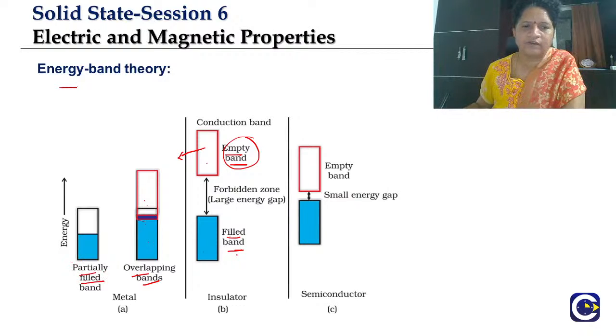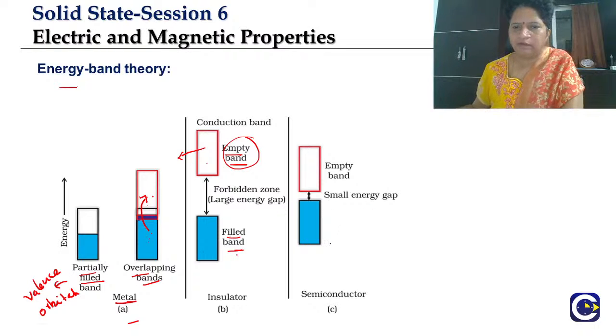What are these partially filled? These are your valence orbitals. So in a metal, which is a conductor, the gap between the conduction band and the filled band will not be there. So, the electrons can easily move from here to here. If we look at semiconductors, the difference is a little less.